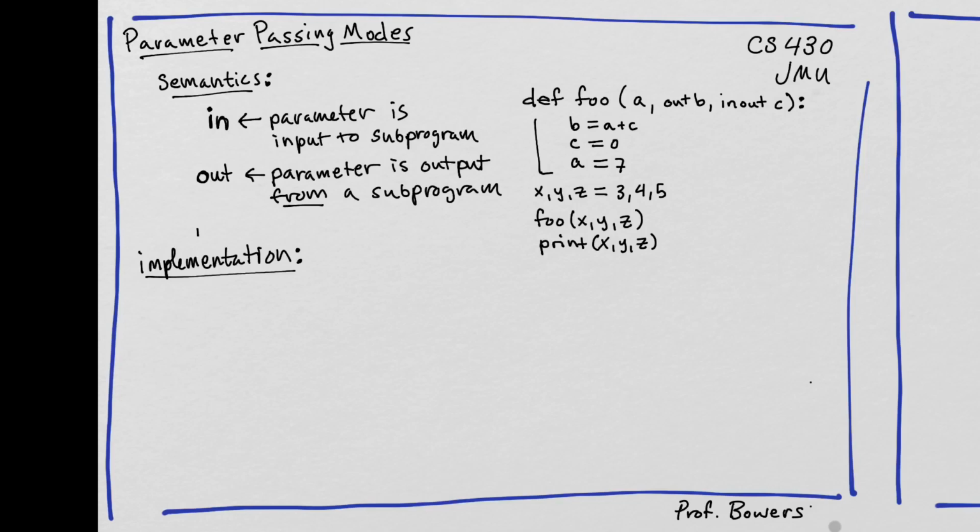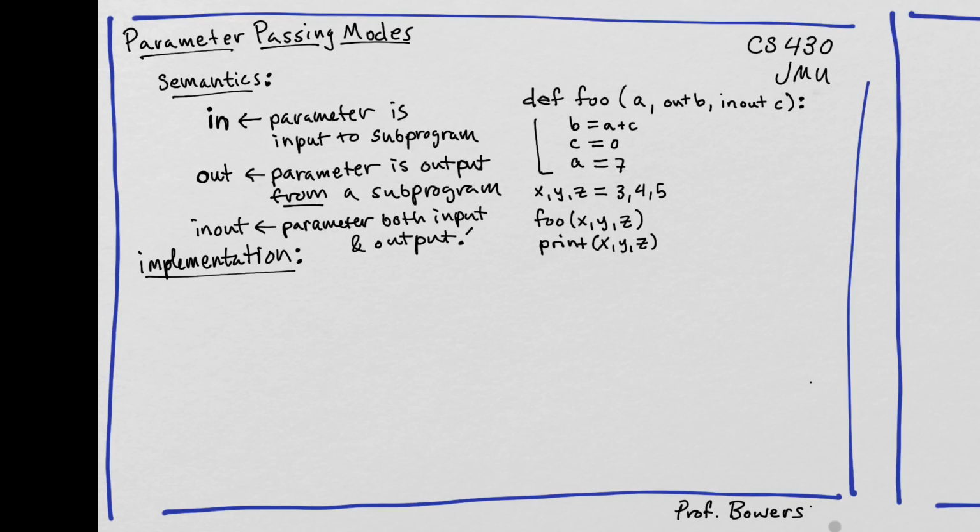And then the mixture of these two is called in-out mode parameter passing. And for this semantics, the parameter is both input and output.